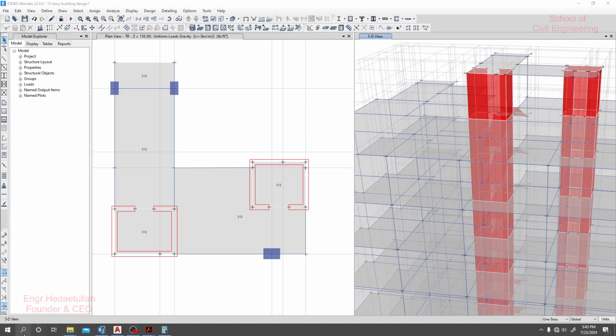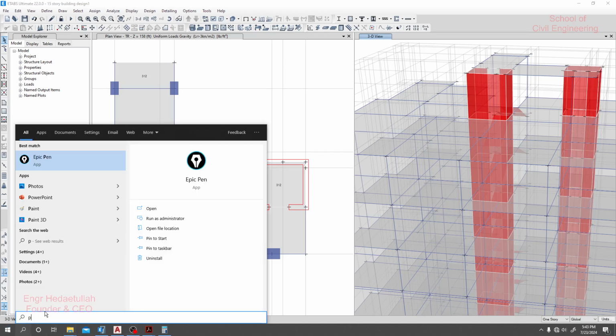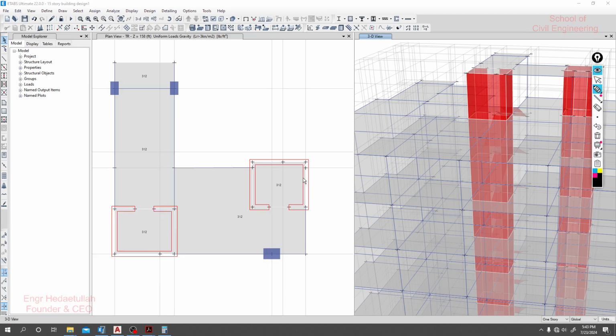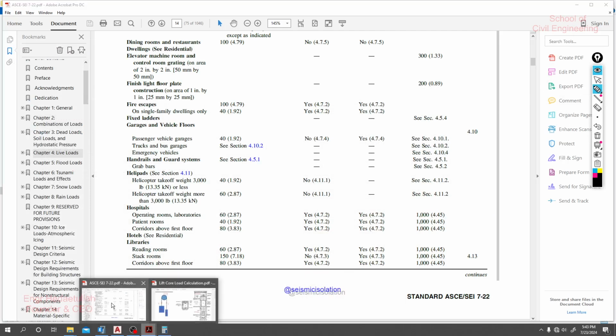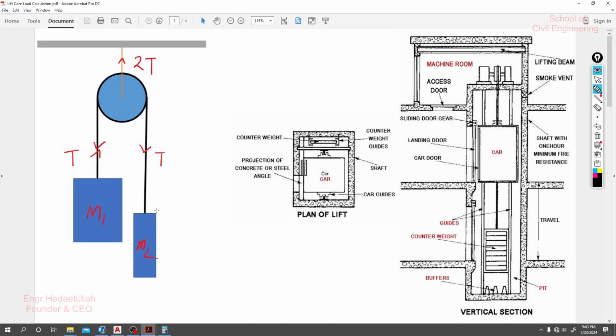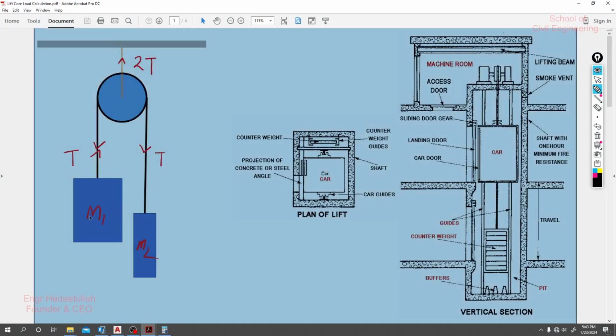Maybe this pen is not working. Let me open again. Okay, no problem. So now we'll get two types of load. One is the meshing load, and the other is our box load, our car load, and the counterweight load.